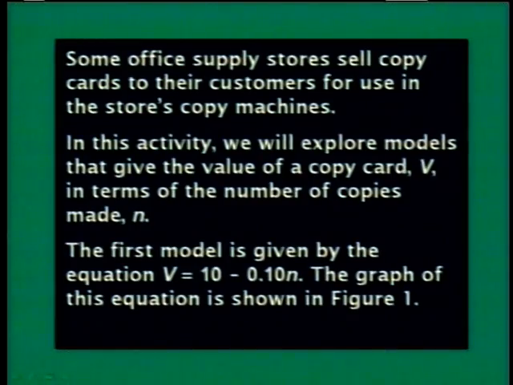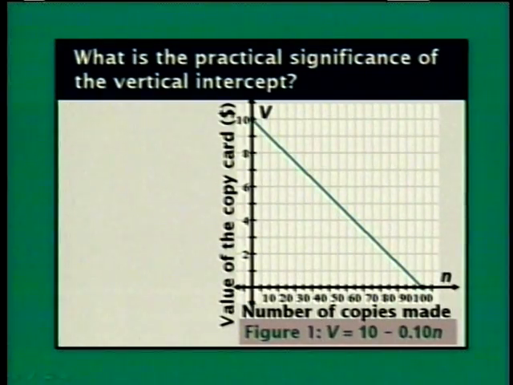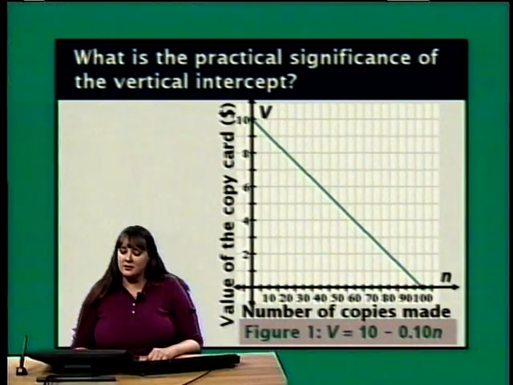Some office supply stores sell copy cards to their customers for use in the store's copy machines. In this activity, we'll explore models that give the value of a copy card V in terms of the number of copies made N. The first model is given by the equation V equals 10 minus 0.1 N. The graph of this equation is shown in Figure 1. What is the practical significance of the vertical intercept?